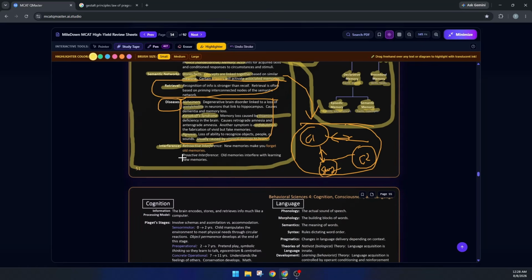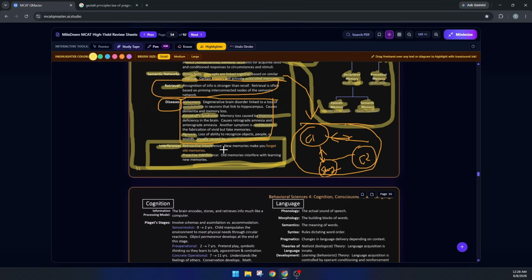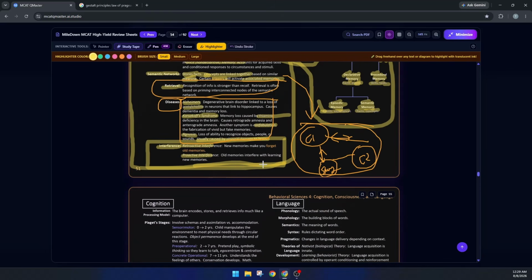Interference: retroactive interference and proactive interference. Sometimes you can have things that interfere with your ability to memorize stuff, right? So you might forget old memories because you have new memories, and that's what we call retroactive interference. You might have old memories that interfere with learning your new memories. Sometimes when you're learning something, you're so fixed in your ways that you can't be open-minded, and that's what we call proactive interference, when your old memories or ways of thinking interfere with learning new memories.